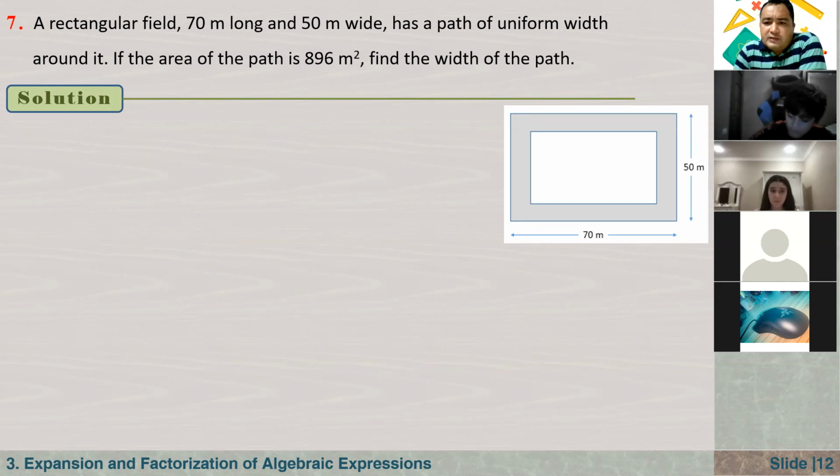A rectangular field, as you see here, 70 meters long and 50 meters wide, has a path of uniform width around it. If the area of the path is 896 square meters, find the width of the path. Guys, also Rifa, Ayan, also Murad, I want you to try this question. Try this, and after that we will discuss together. I give you 5 minutes. Do it on the paper, Rifa. I will see if your answer is correct. I want to see your solution. If it is wrong, then no need to see your solution.